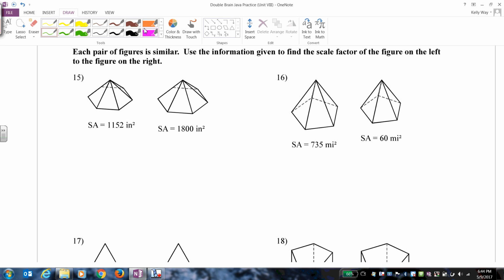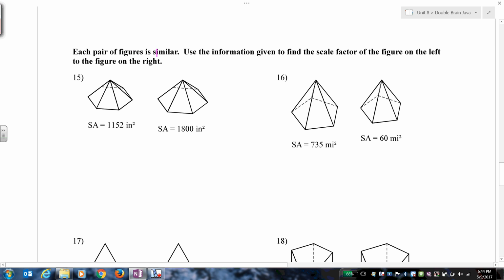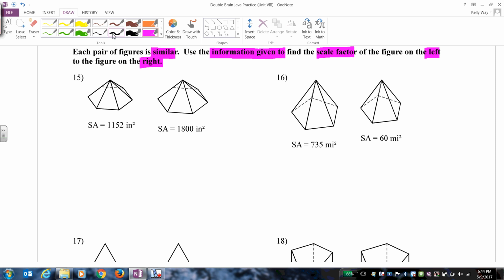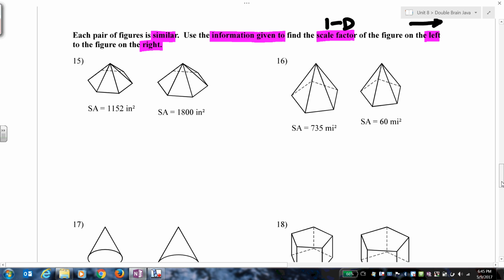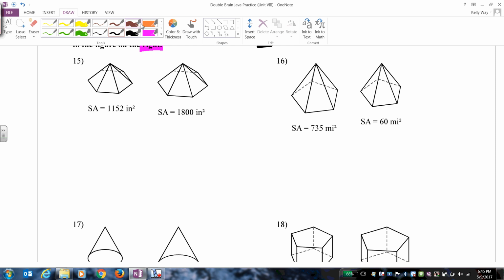It says right here, each figure is similar. Use the information given to determine the scale factor from the left to the right. Some key words here: scale factor is one dimension. And we're going to work from left to right for your ratios. You start with the information that's been given. So let's look at what's been given.